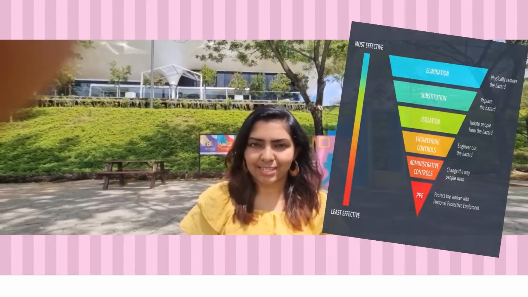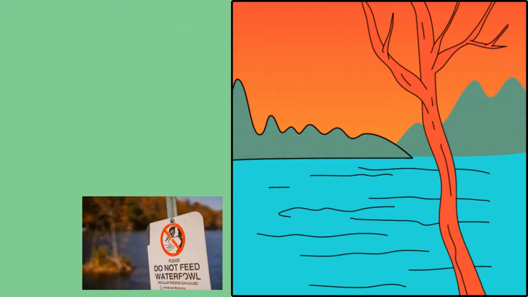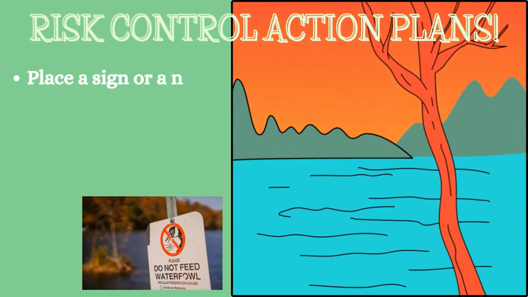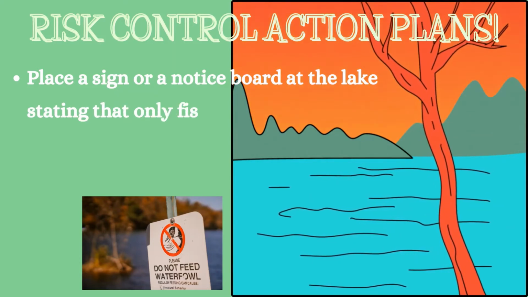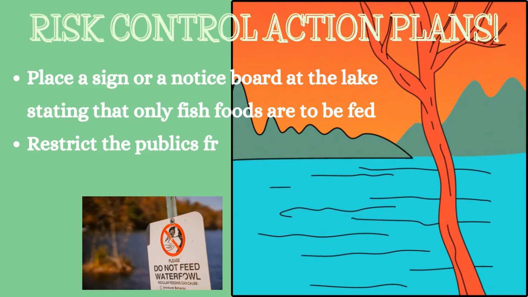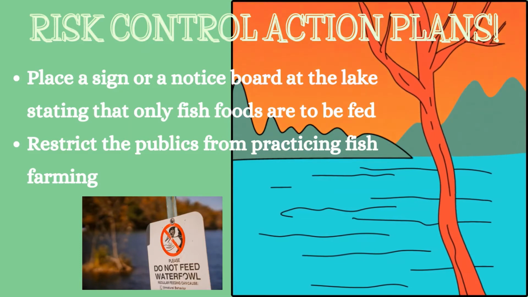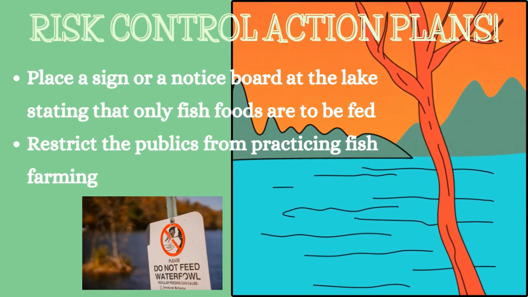Let's now look at the Risk Control Action Plan, which are the actions implementing the risk evaluation. Based on the hierarchy of hazard control, we plan to substitute or replace the hazard. For instance, we can place a sign or a notice board at the lake stating that only fish food is to be fed. This is because there are a lot of residents who feed bread to the fishes. It's definitely not healthy for them as the bread contains yeast and gluten which fish cannot digest. This can lead to several health problems including constipation, swelling and bloating.